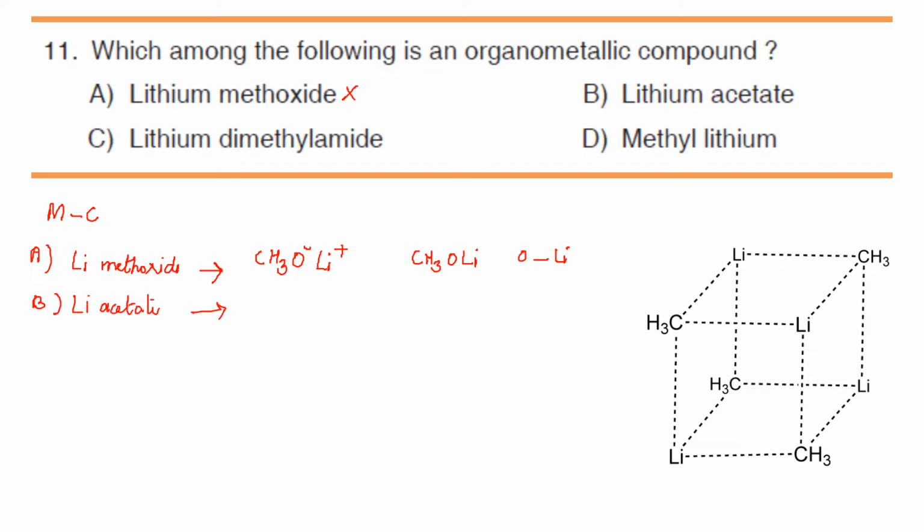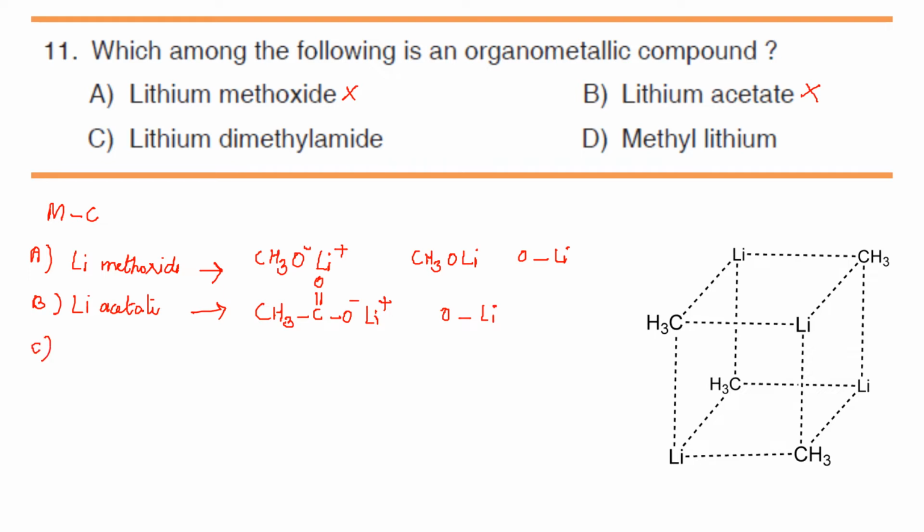You know that the acetate ion is an anion, that is CH3COO minus. It's the carboxylate ion corresponding to acetic acid. So this is a negatively charged ion, so you need to have a positively charged ion for balancing the charge. So that is lithium plus. So here also you are having an oxygen lithium bond and you are not having a carbon lithium bond. So you can also rule out this possibility.